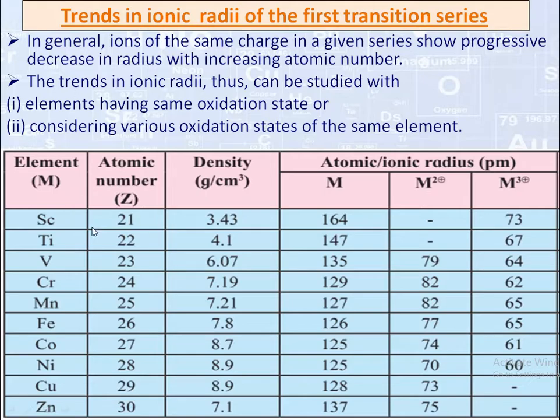Here, from scandium to zinc, M2+ is the same oxidation number. So we can say that there is a gradual decrease in the ionic radii when we consider the same oxidation number of different elements in a series. There is a minor variation in this series.